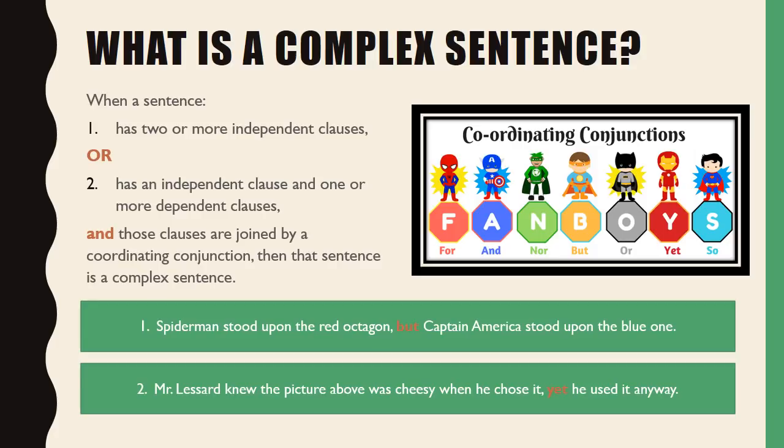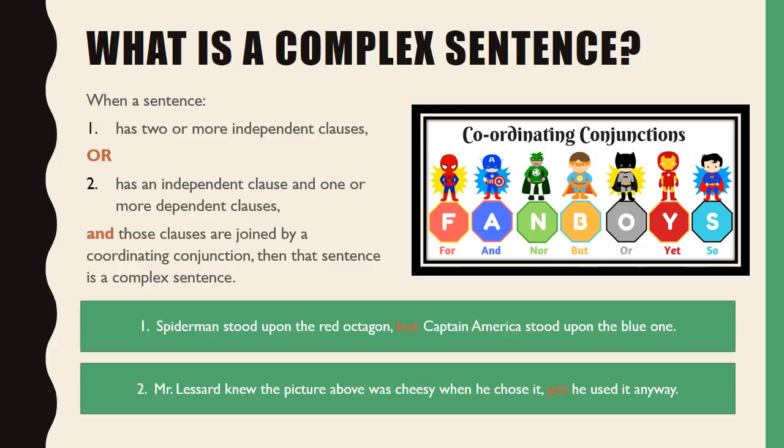So we've got: Mr. Lassard knew the picture above was cheesy when he chose it, yet he used it anyway. So in this case, we have an independent clause. Mr. Lassard knew the picture above was cheesy. And we could put a period at the end of that, and that would be its own sentence. We also have another independent clause. It's he used it anyway.